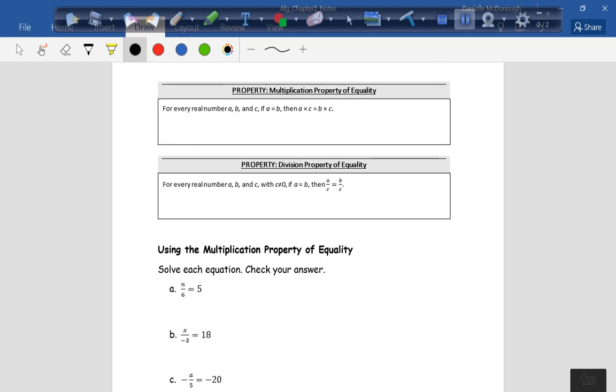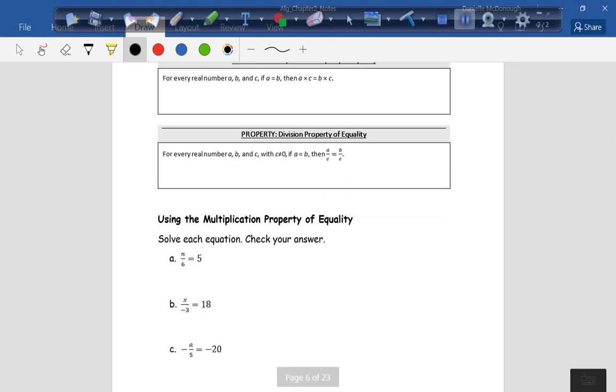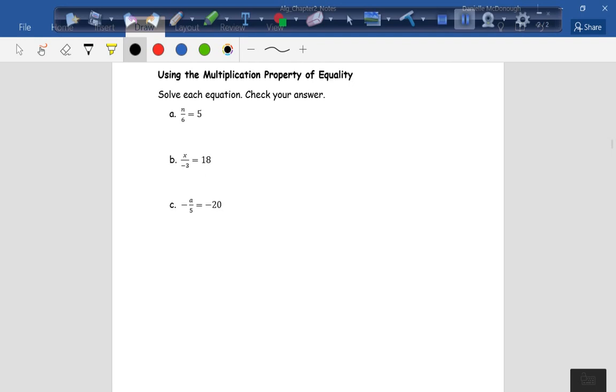Same goes for multiplication and division. So to undo multiplication, you have to divide, and to undo division, you have to multiply. So if you look right here at this example, it says n over 6 is equal to 5. And so what this is saying is a number divided by 6 is equal to 5. So with this, in order to solve for my n, in order to undo this division, what I need to do is multiply by 6.